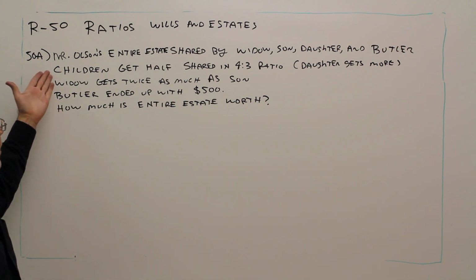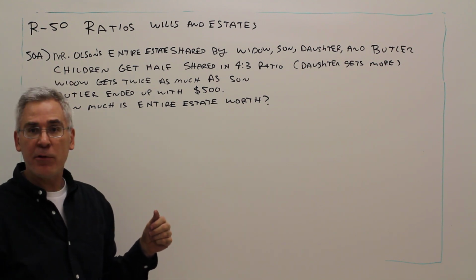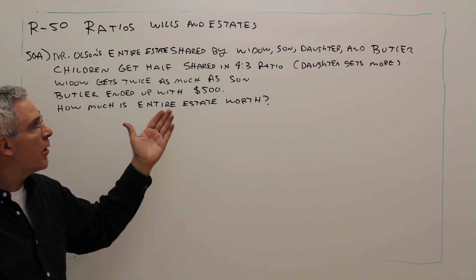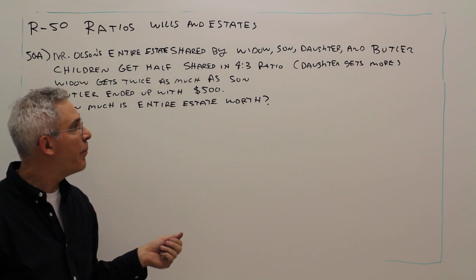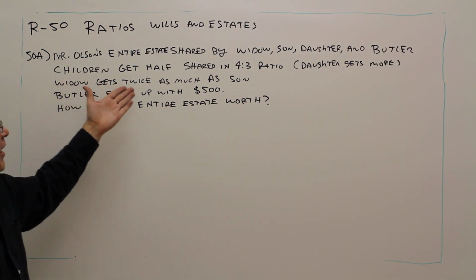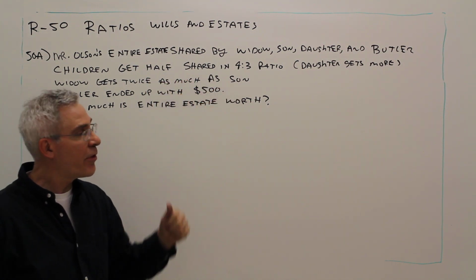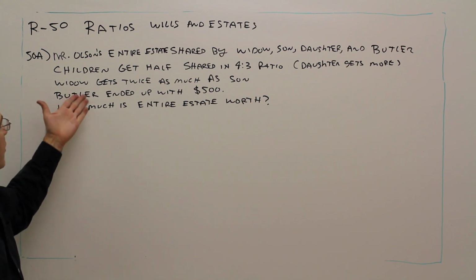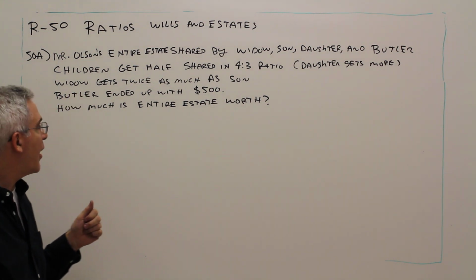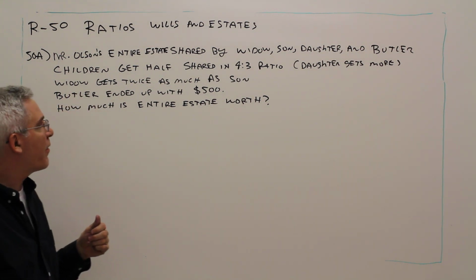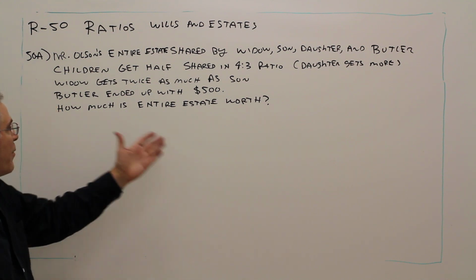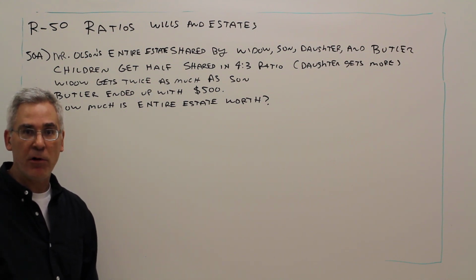All right, problem 50A. Mr. Olson's entire estate is shared by his widow, son, daughter, and butler. The children get half of the estate, shared in a 4-to-3 ratio, with the daughter getting more. The widow gets twice as much as the son. The butler ended up with $500. How much is the entire estate worth?